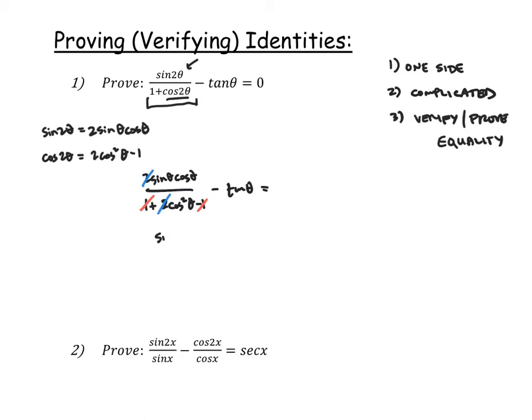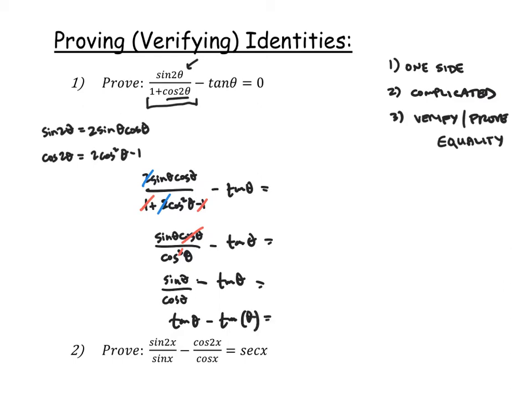So I'm left with sine theta cosine theta over cosine squared theta minus tangent. And we want to show it equals 0. So I'm just leaving that right side alone, not doing any work with it. I can reduce out one of the cosines in the denominator with the cosine in the numerator. So I get sine theta over cosine theta minus tangent theta. Well, sine theta over cosine theta is equal to tangent theta. Therefore, I've shown it equals 0. There we go. We have verified or proved that first identity.